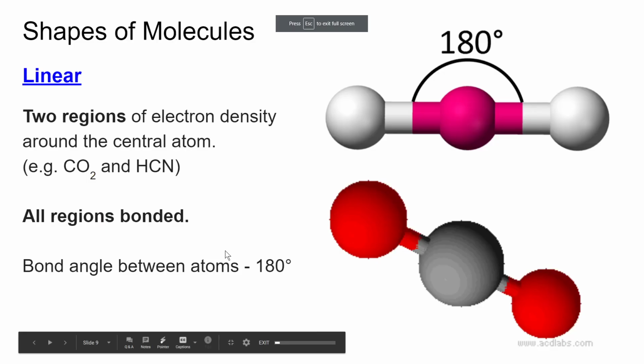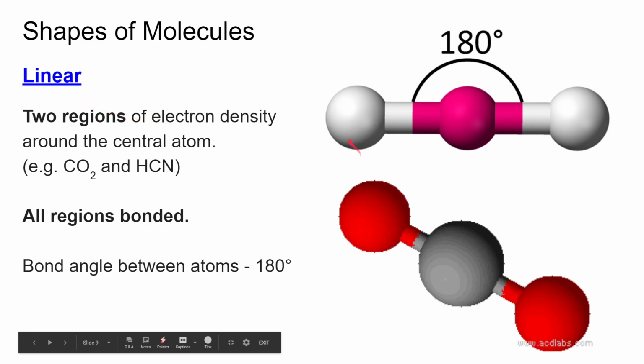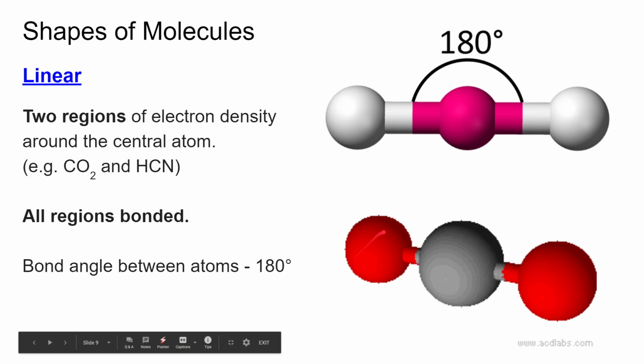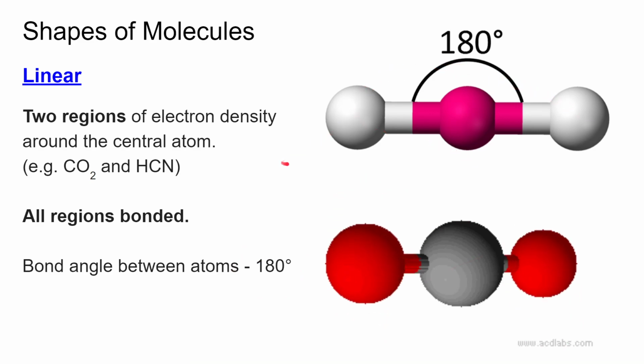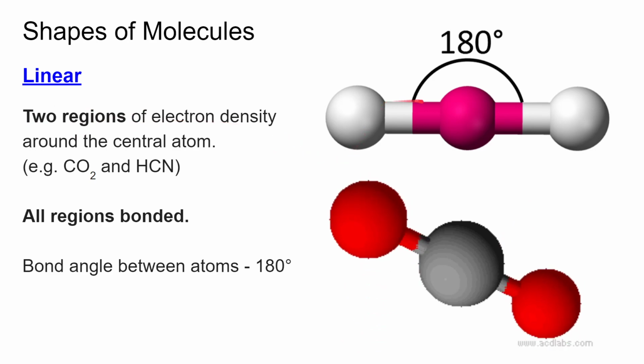Hi guys, welcome back. So last week we looked at linear molecules, which is straight molecules with 180 degrees between them. This is what happens when you have two regions of electron density around the central atom.